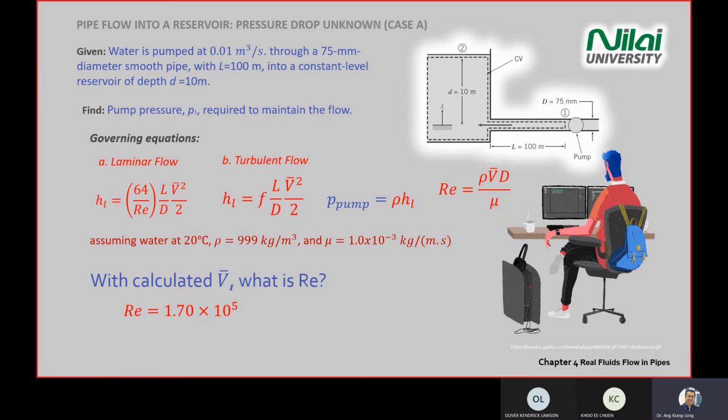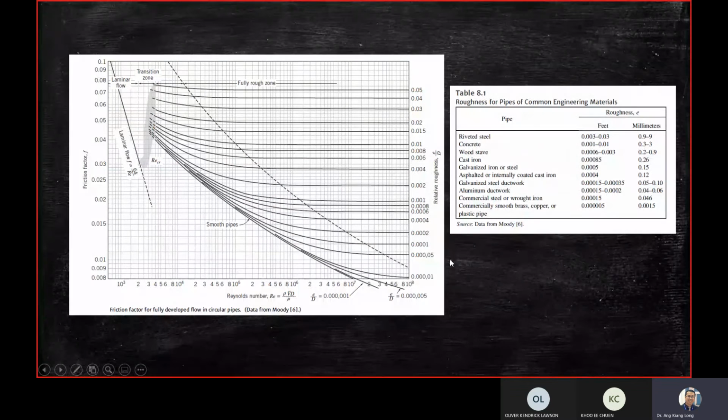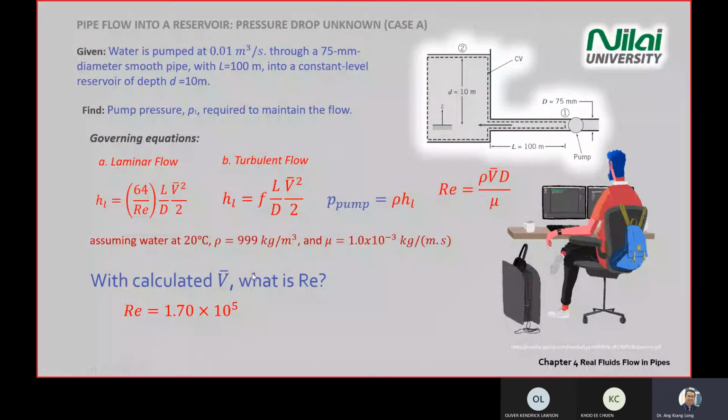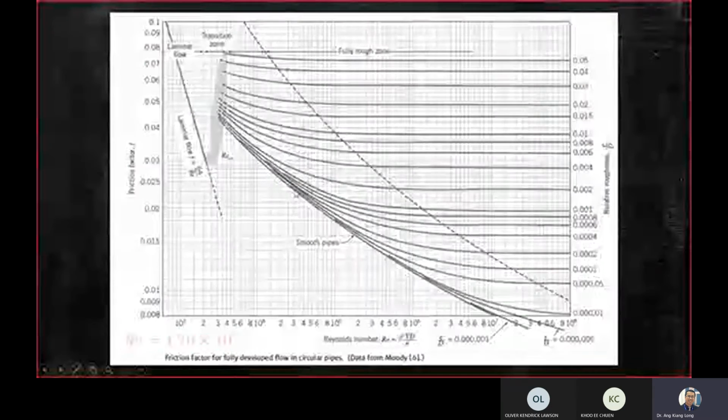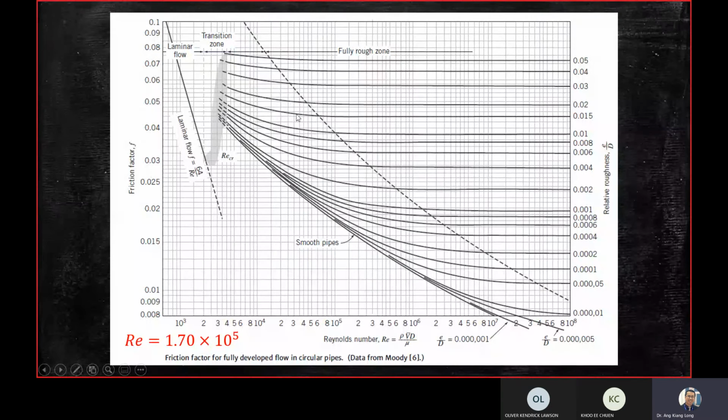There are two methods to find it. One is the graphical method using the Moody chart. Another is using the log equation just now. So just to repeat what we have covered, how do you find the F for this equation? You already have the Reynolds number. So on the Moody chart, you locate Reynolds number 1.7 times 10 power 5. You go and find where this location is about. It's somewhere here.